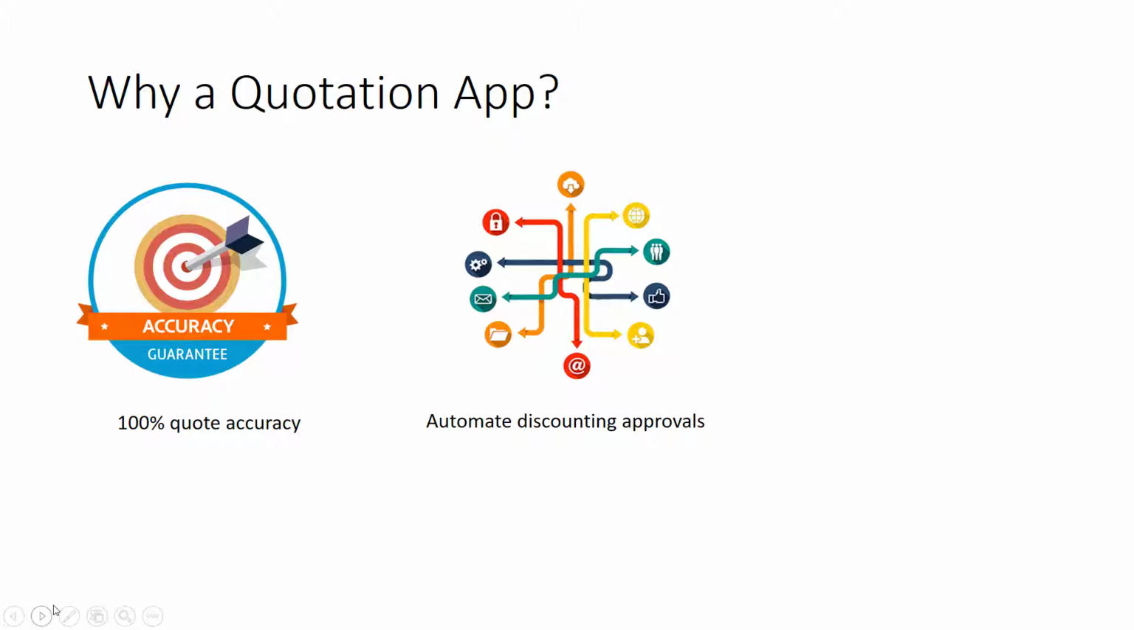The next is to automate discounting approval based on the levels. How embarrassing would it be to send a quote off to a customer only to remember just after you've hit send that you forgot to get that last director level approval?